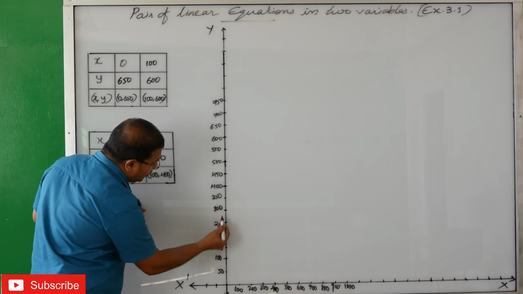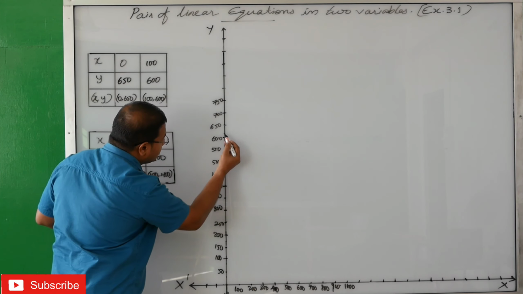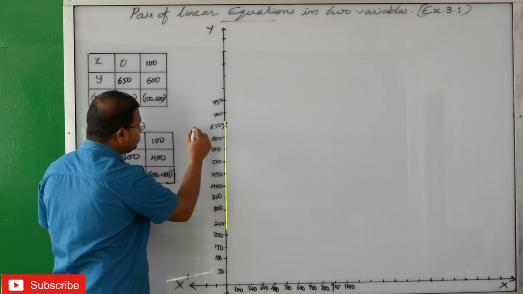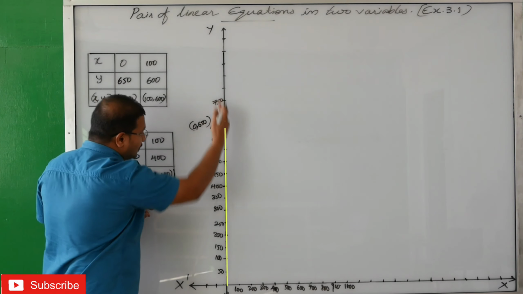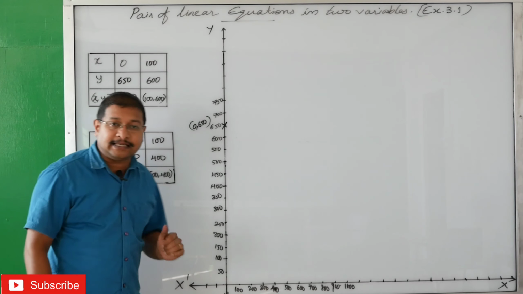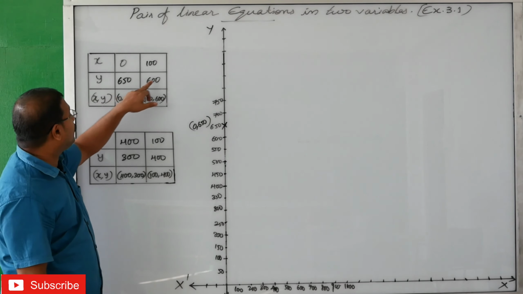See that 650 here: 400, 450, 500, 550, 600, 650. So this is the point for (0, 650). Ready? X is 0 means the y-axis, and 650, we got it now. Let's see the next point: x equals 100, y equals 600.